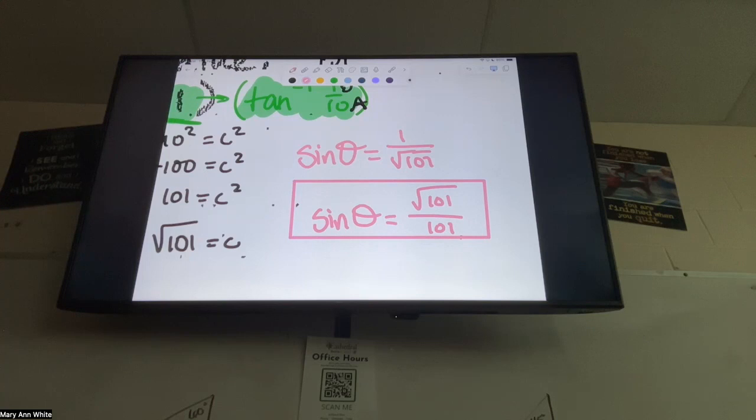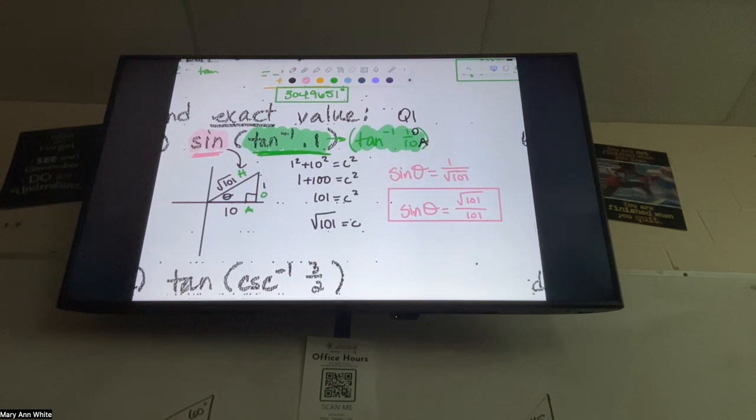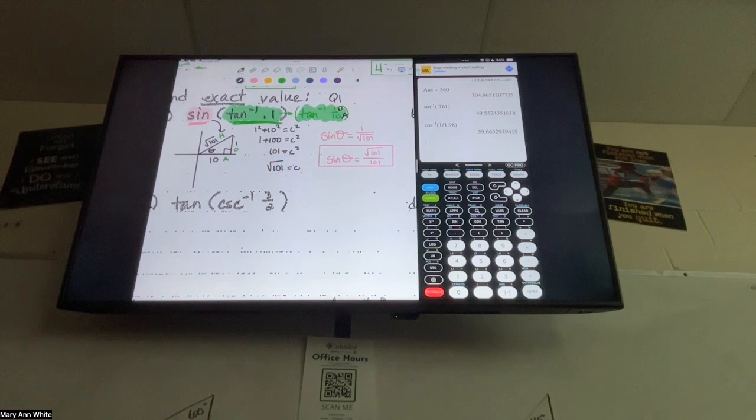Now, number four says check your answers to number three in the calculator. So we just practiced plugging into the calculator. Let's plug into the calculator the original equation for us, sine of tan to the negative first of 0.1. Sine, and then second tan 0.1, close all my parentheses. That gives me 0.0995.